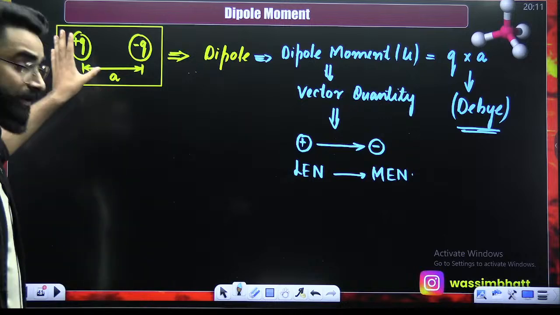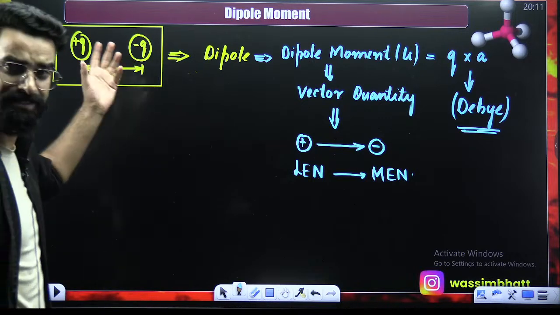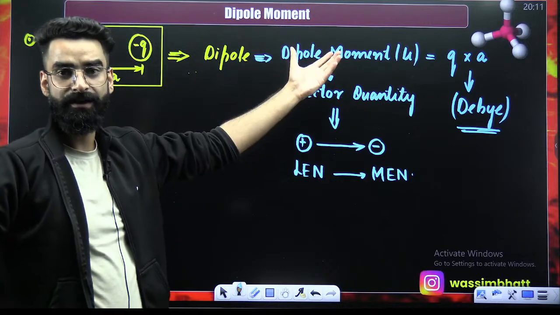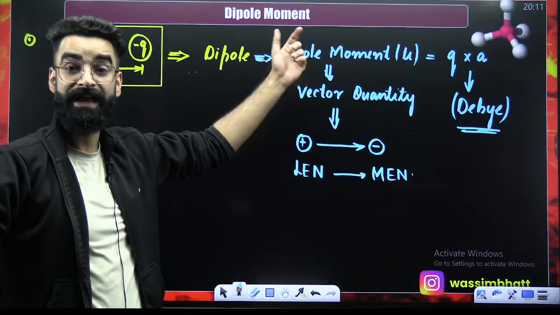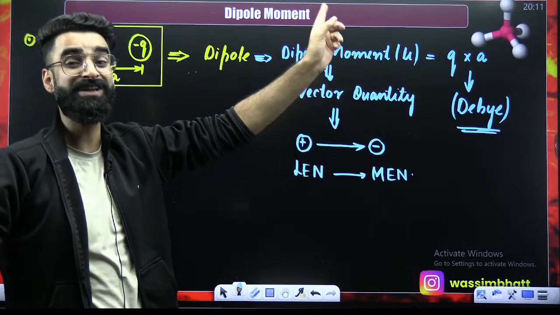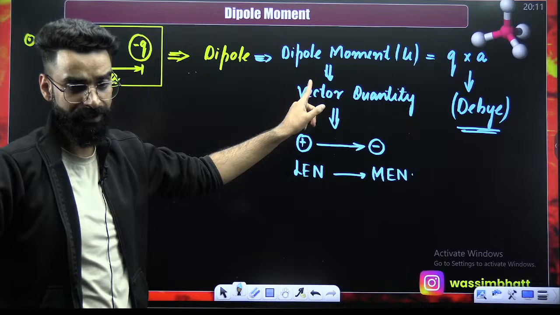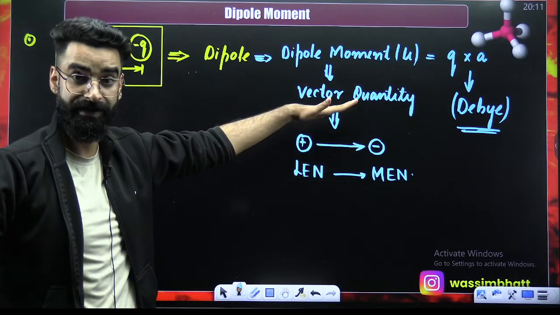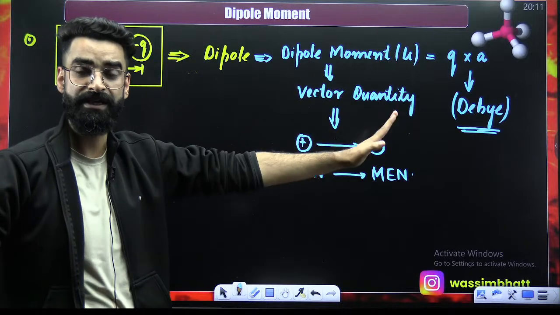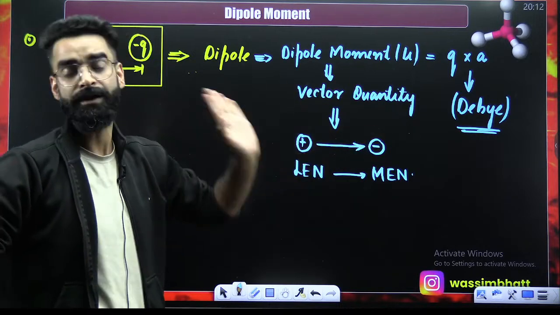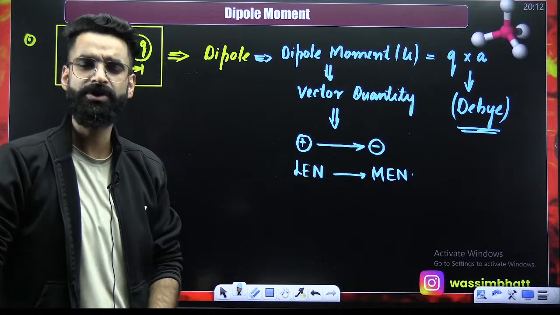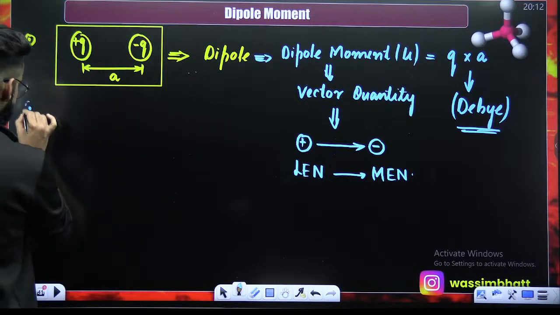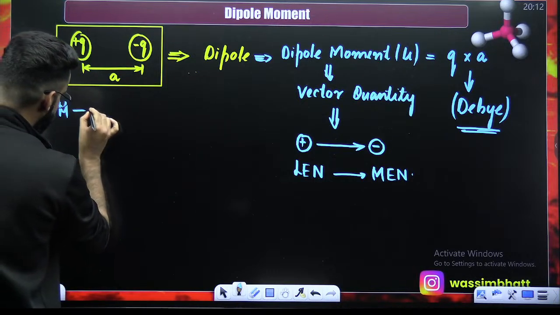First of all, whenever you have a system of charges separated by a certain distance, that is what you call a dipole. For the dipole, we calculate its moment, which is defined as the product of charge and the distance. Dipole moment is a vector quantity, with units of Debye. Since it's a vector quantity, it has a direction. Its direction is either from positive to negative, or from less electronegative element to more electronegative element, in short, right?